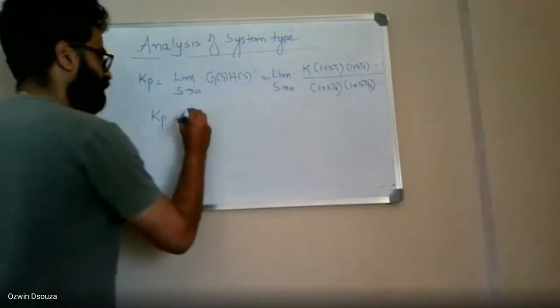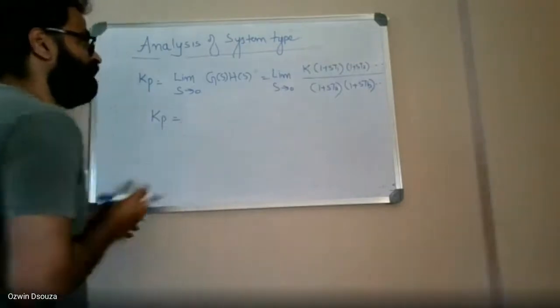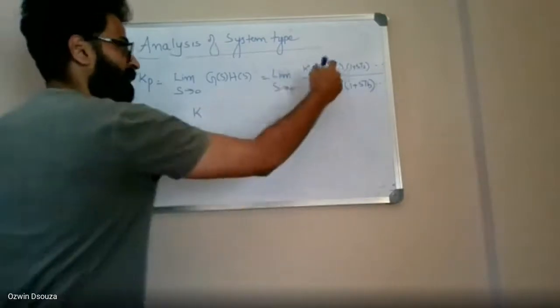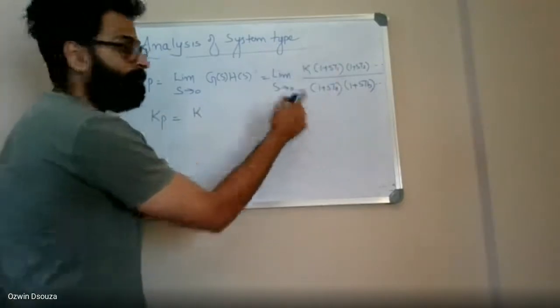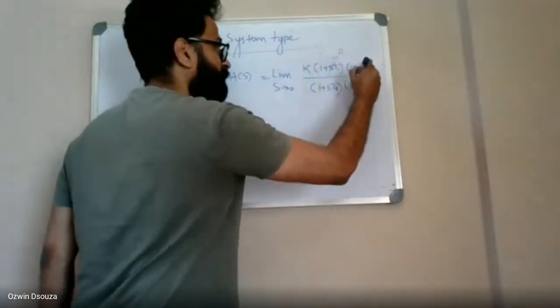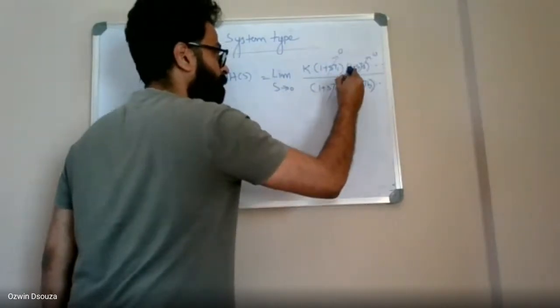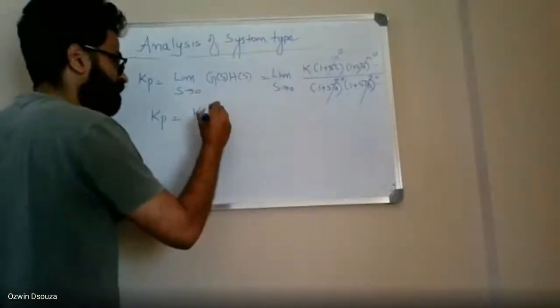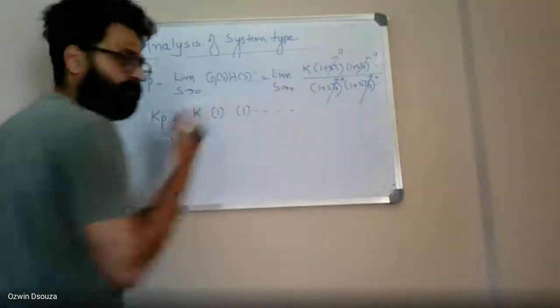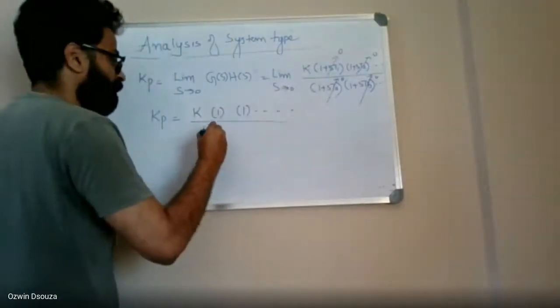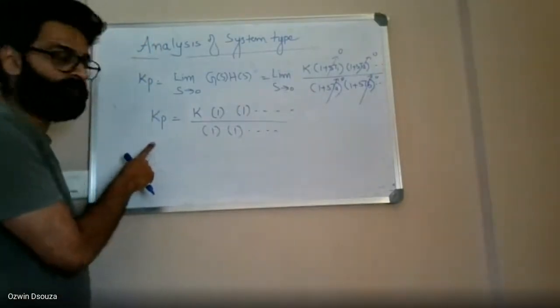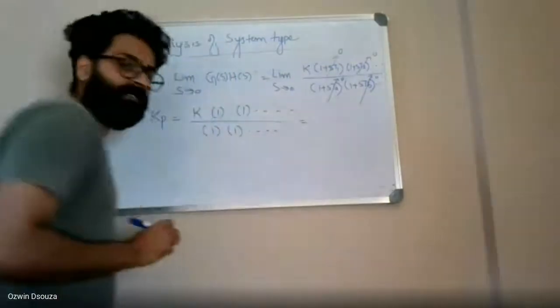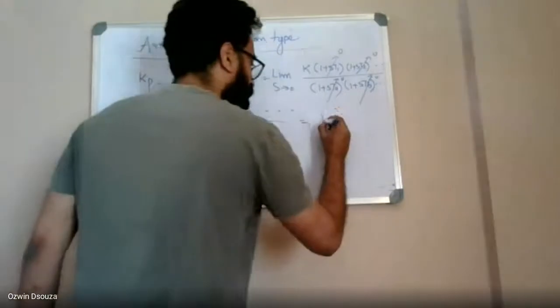So Kp is nothing but, let me directly extend the limit. K is independent of s, and when you substitute s equal to 0 in the numerator and denominator, all these s terms boil down to 0. Hence, in the numerator, you are left with K into 1 into 1, so on and so forth. Similarly, in the denominator, you will have 1 into 1, so on and so forth. So basically, the positional error coefficient for a type 0 system under the influence of a step input is K.